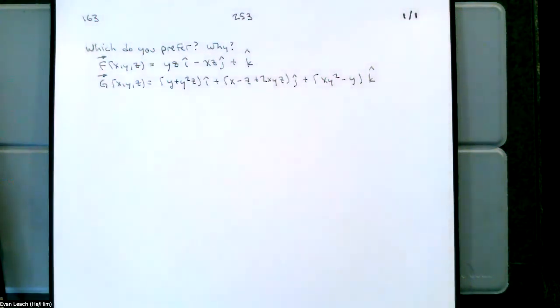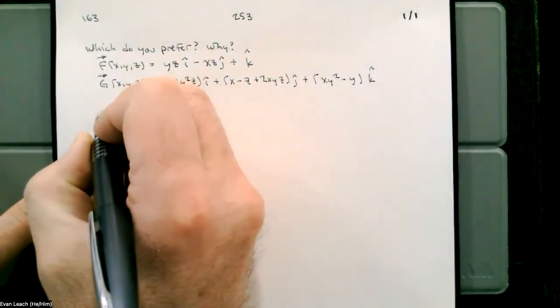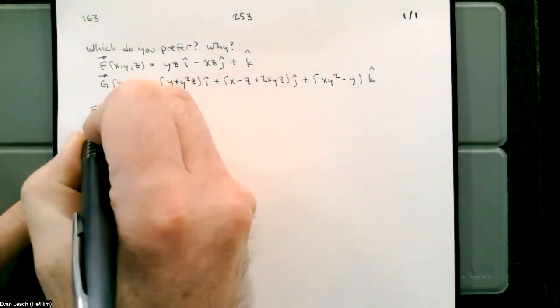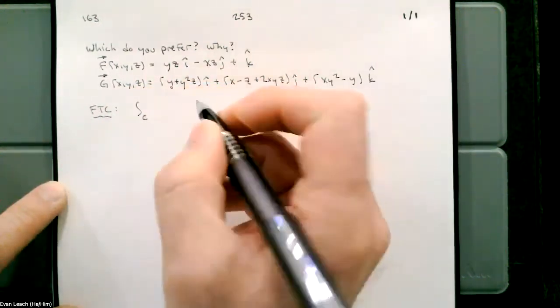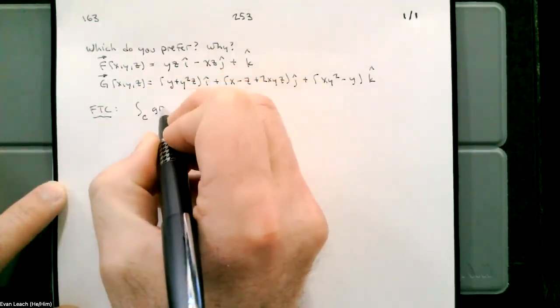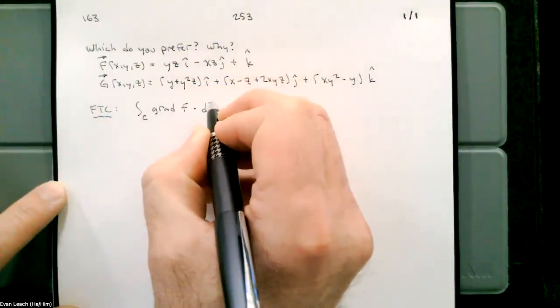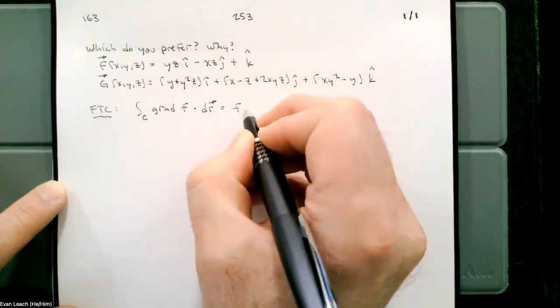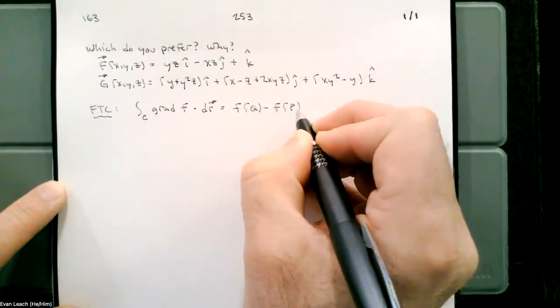All right. So if we think in terms of the fundamental theorems of calculus, let's just write down our fundamental theorems of calculus. We have the integral over some curve of the gradient of a function dot dr is f at q minus f at p.